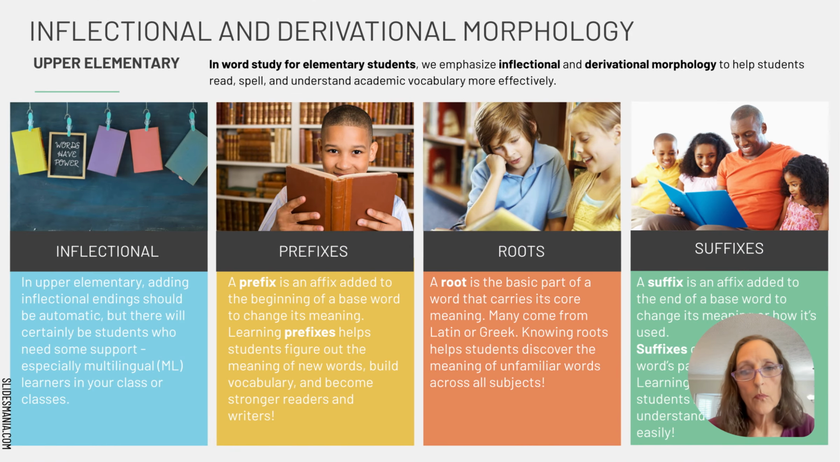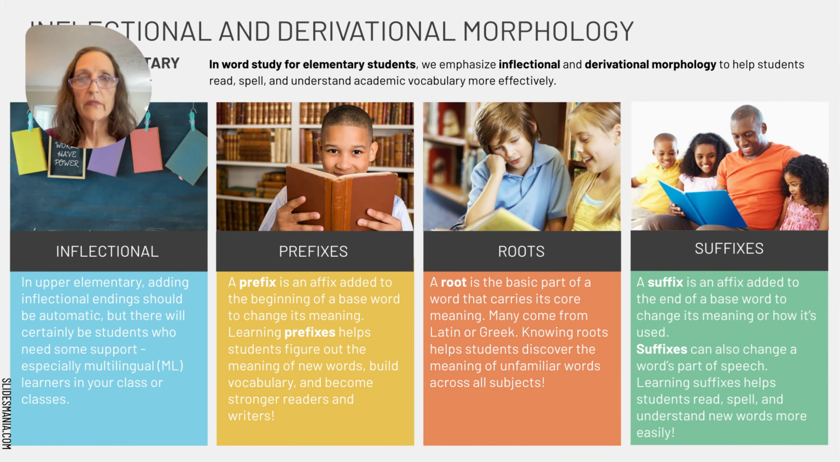Roots. A root is a basic part of a word that carries its core meaning. Many come from Latin or Greek. Knowing roots helps students discover the meaning of unfamiliar words across all subjects. And then finally, suffixes. A suffix is an affix added to the end of a base word to change its meaning or how it's used. Suffixes can also change a word's part of speech. Learning suffixes helps students read, spell, and understand new words more easily.